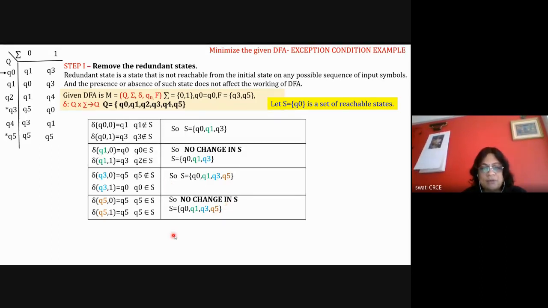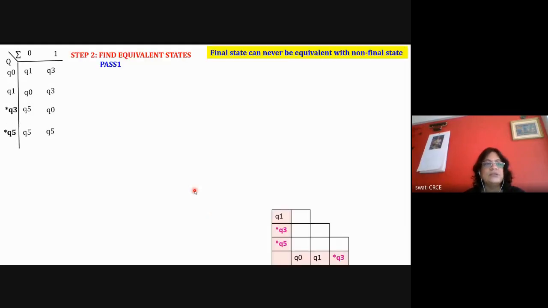So if you observe now how many states are reachable: Q0, Q1, Q3 and Q5. Both the states Q2 and Q4 are not reachable, so I'll cancel them. So I'm removing Q2 and Q4. Now this is my new transition table, the new transition table that I have to refer. So remove the states and take the new transition table.